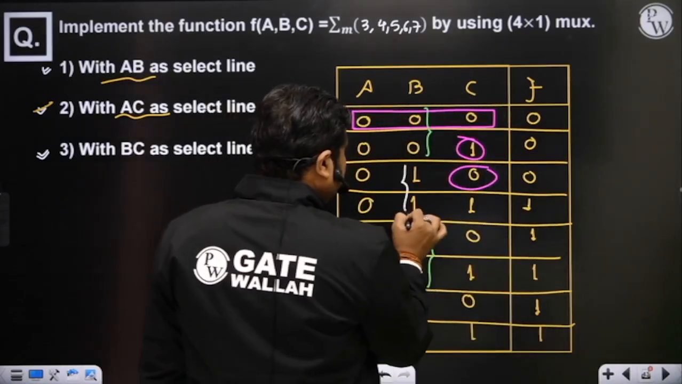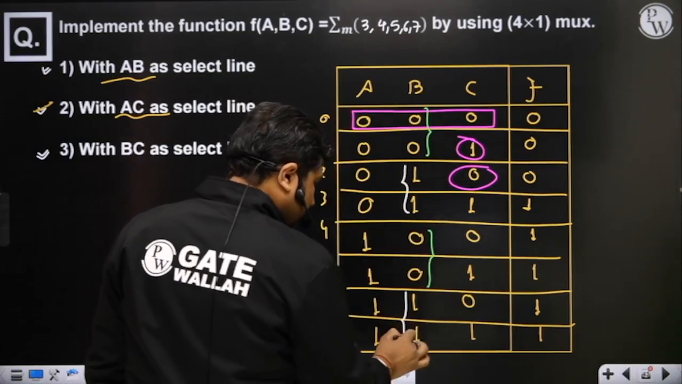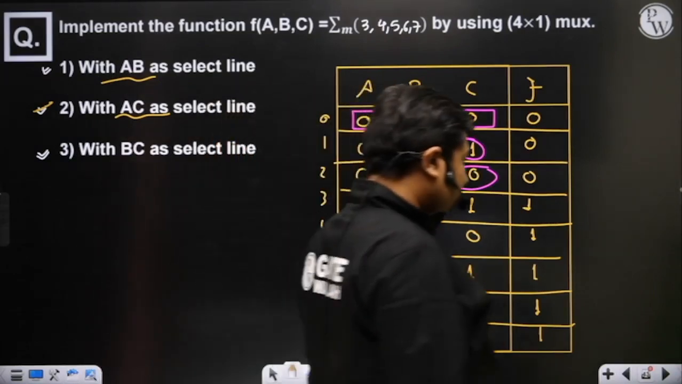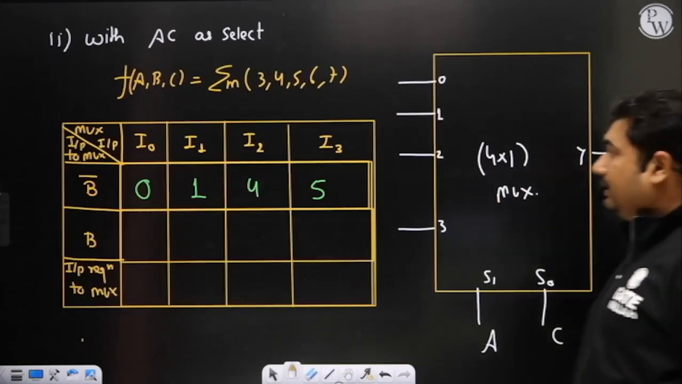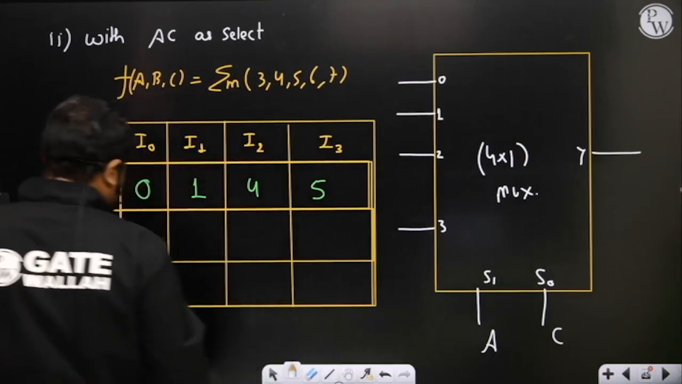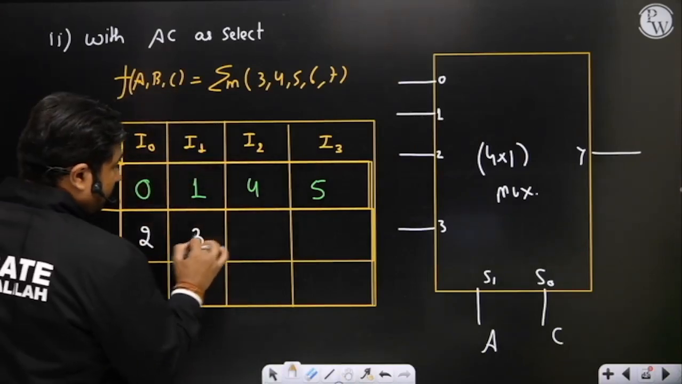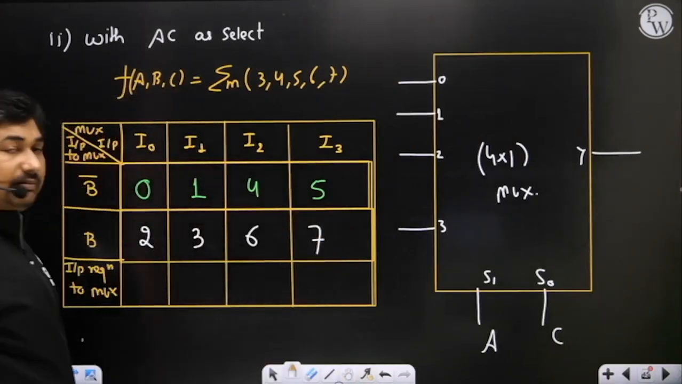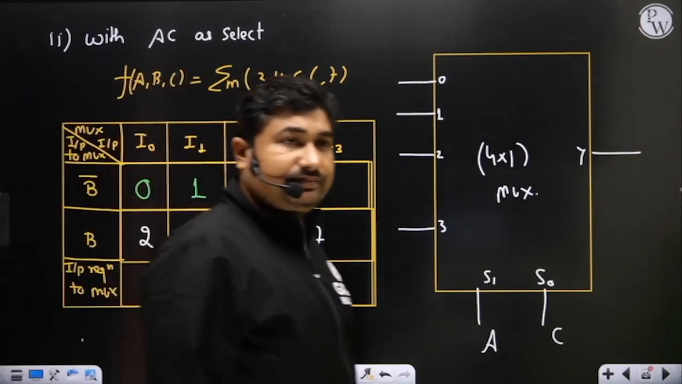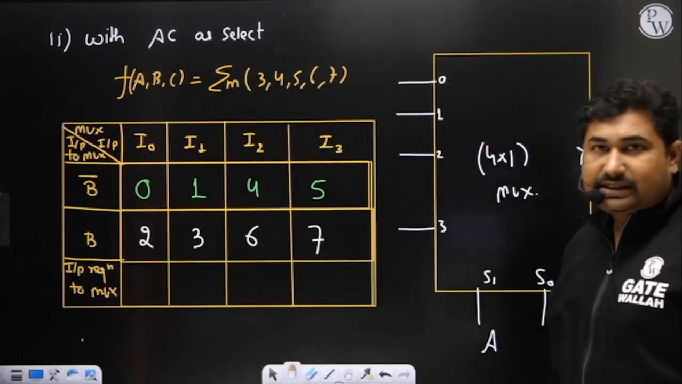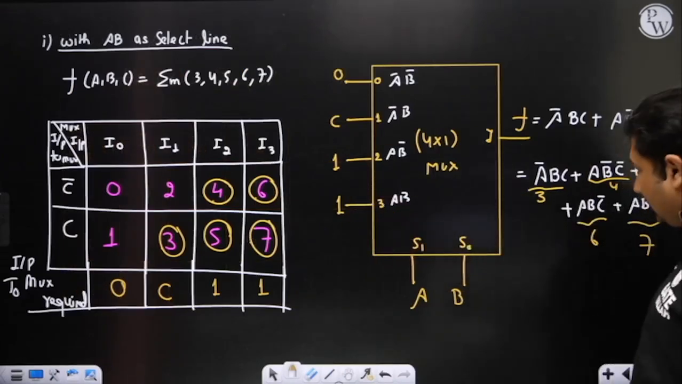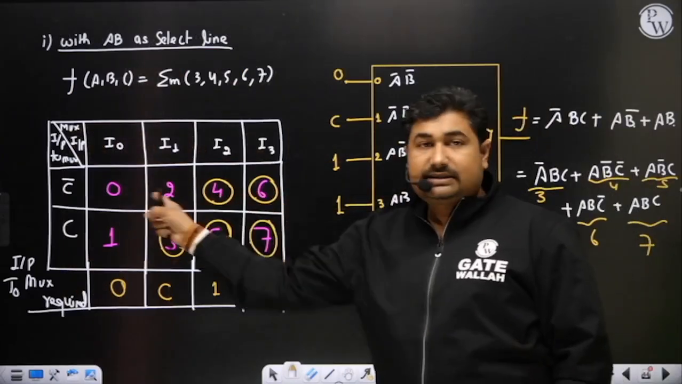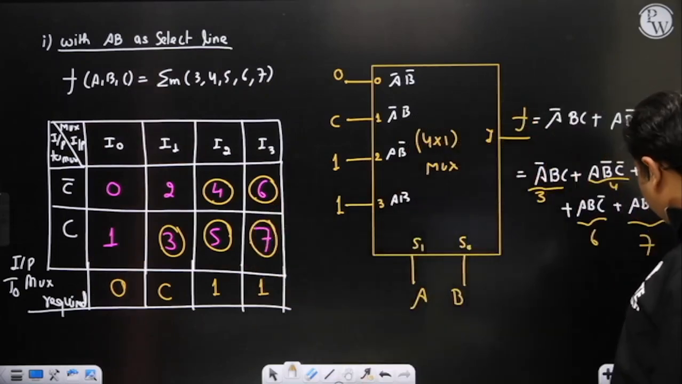In the binary of 2, 3, 6, 7 we are getting B. In the minterms of 2, 3, 6, 7 we are getting B. The numbering is changed from the previous one because the position is changed. Previously, the numbering was this one. Now, if you observe, the numbering is changed.